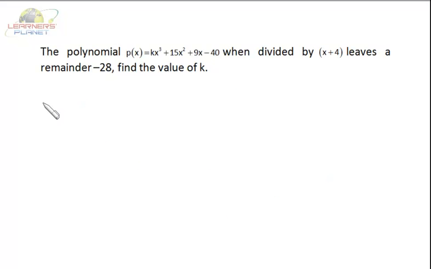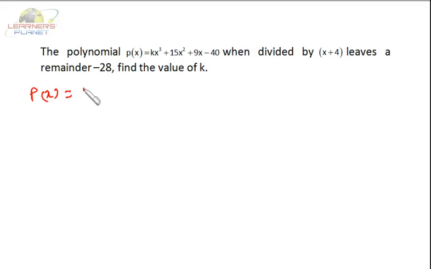Now let's try this question. The polynomial p(x) when divided by x plus 4 leaves a remainder minus 28. We have to find out the value of k. So let's see how does it happen.